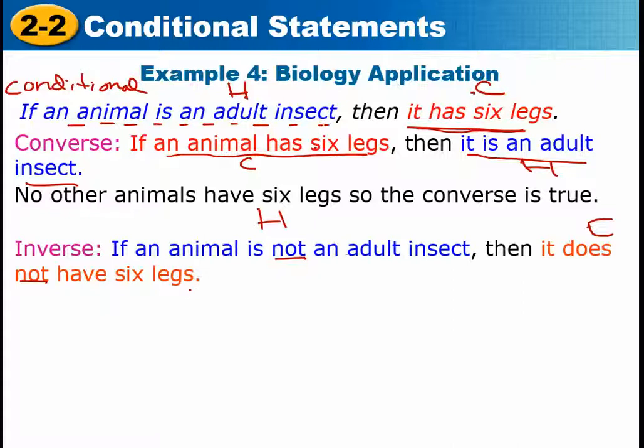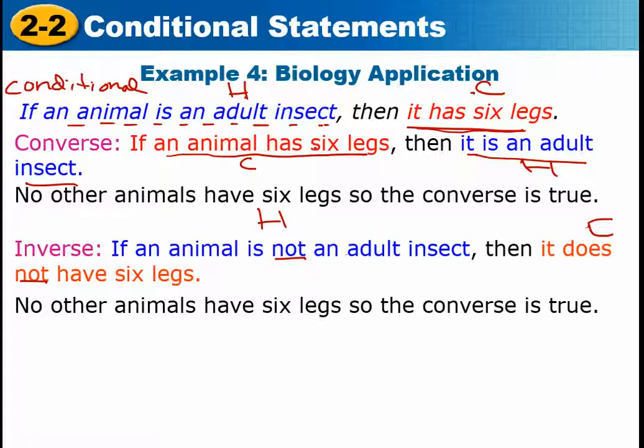And then we have to decide if that's true. If an animal is not an adult insect, then it does not have 6 legs. That's also true because the science fact on the page before said that no other animals have 6 legs. So that's true too.